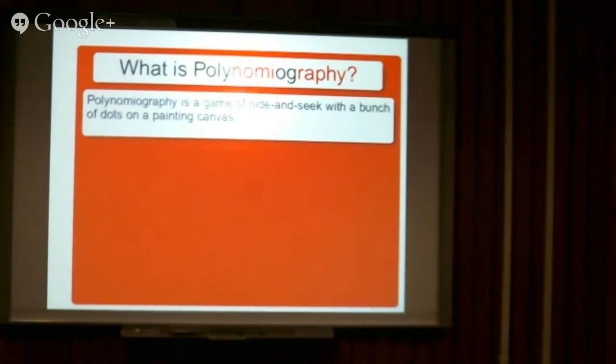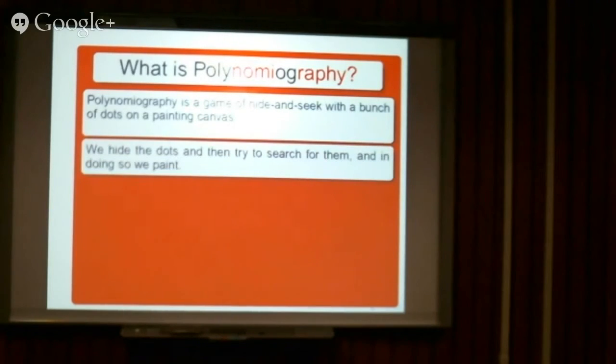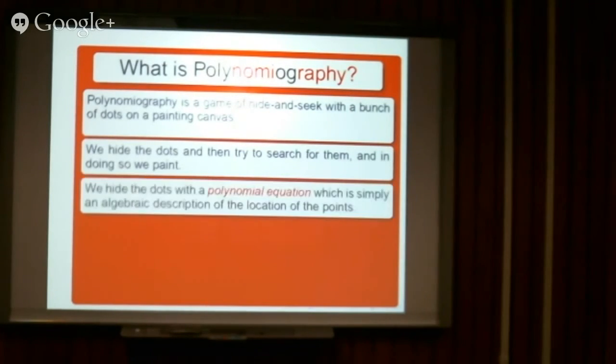So when we think of a polynomial and a polynomial equation, if you think of it, which one came first, chicken or egg? Polynomial equations, I believe, were the more natural way that polynomials came about, trying to approximate the square root of 2. So we hide the dots and then try to search for them, and in doing so we paint.